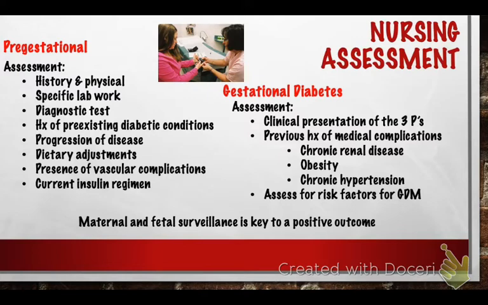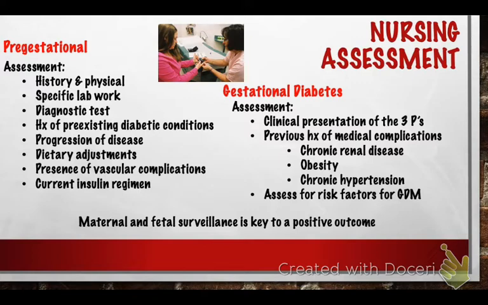And again, we want to assess for any risk factors for gestational diabetes. So do they have that first degree relative? Are they already pre-diabetic? Were they already having some type of pre-existing conditions? Are they from the high risk ethnic, racial or cultural groups that are more prone and more at risk for getting diabetes? So we're going to be always assessing these moms and asking them questions. So really, maternal and fetal surveillance is the key to having a positive outcome. And we want to make sure that we always reinforce all the verbal instructions with some type of written material as well.